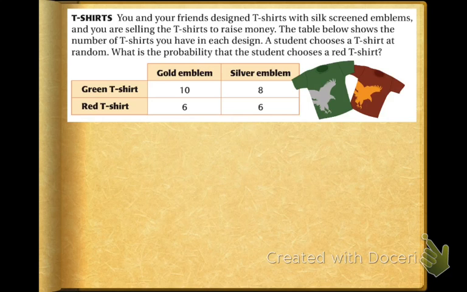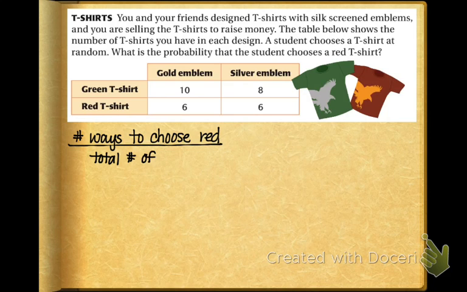A student chooses a t-shirt at random. What's the probability that the student chooses a red t-shirt? So we first need to know two things. The probability is going to come from the number of ways to choose red over the total number of choices, or the total number of shirts that are available.